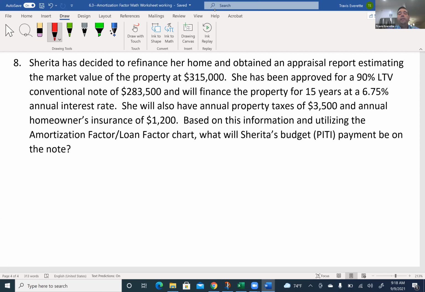Based on this information and utilizing the amortization factor, loan factor chart, what will Sharita's budget payment be, which is PITI? So let's talk about what PITI means. P equals principal.